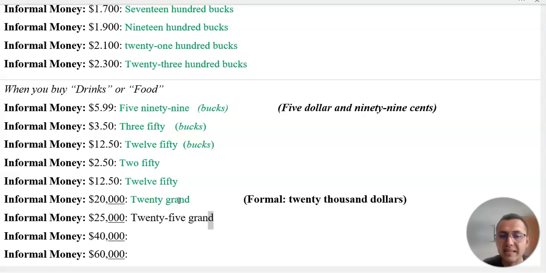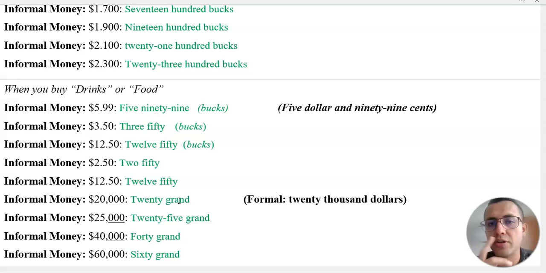25 grand. 25 grandes. $25.000. The next one. $40.000. It would be 40 grand. And finally, $60.000. It would be 60 grand. Okay? So this is all the information about the numerical part.